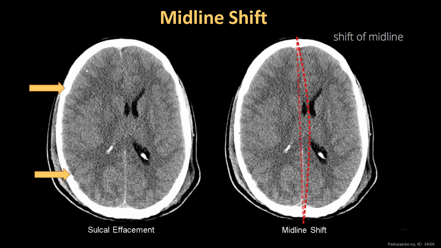With regards to mass effect, we also want to look for sulcal effacement. So if you look at this brain, you can see there's really no sulci that we're seeing at all, pretty much throughout the entire brain. And that's another indicator that there's mass effect, compressing the sulci to the point where we can't see them.